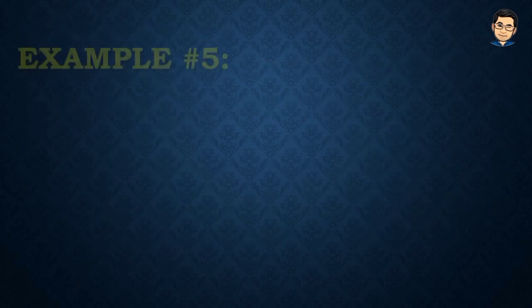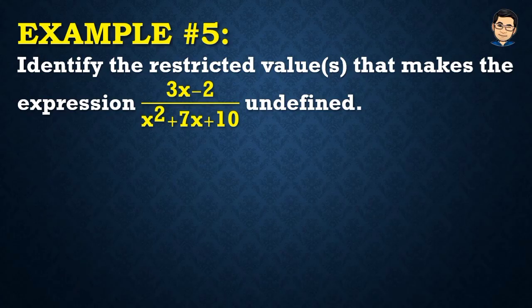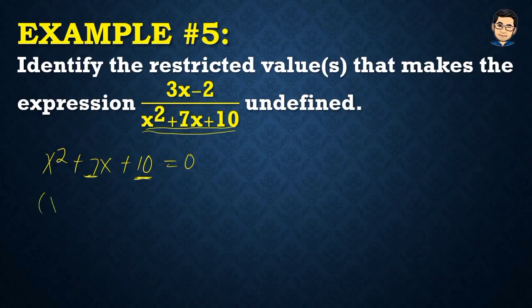So, next example, identify the restricted value or values that makes the expression 3x minus 2 all over x squared plus 7x plus 10 undefined. So, yung ating denominator dito ay trinomial. So, we can factor x squared plus 7x plus 10. So, x squared plus 7x plus 10 is equal to 0. So, using general quadratic trinomial, so what are the factors of 10 that when added will give a sum of 7, the coefficient of the middle term? So that is 5 and 2. So sulat natin x plus 5 times x plus 2 is equal to 0.